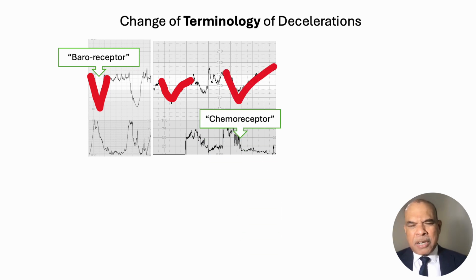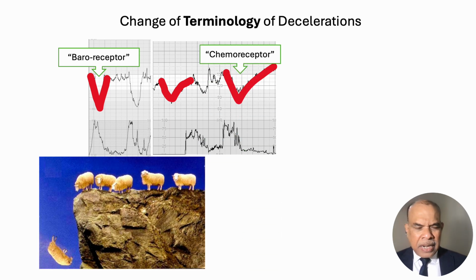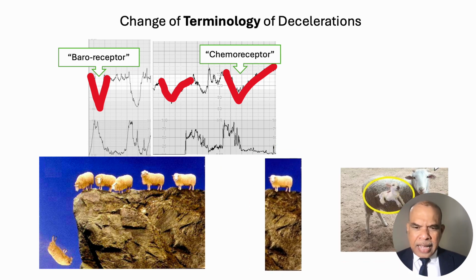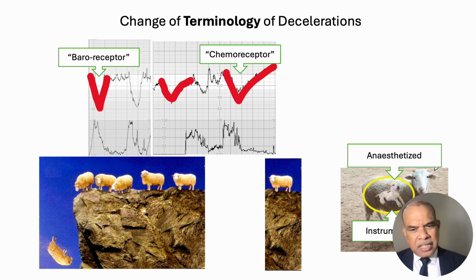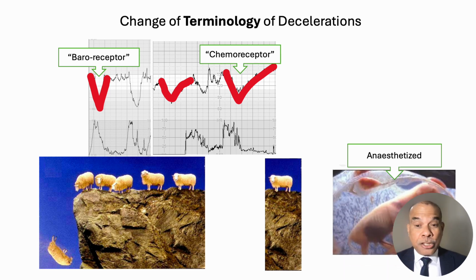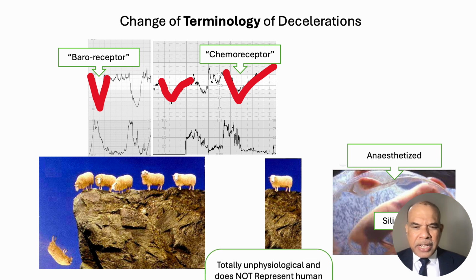But over the last 5 years, there have been some animal study groups doing sheep experiments. They take the sheep, and the mother sheep is anesthetized. The baby sheep, or the fetal lamb, is instrumented, and they use silicone occluders to squeeze the umbilical cord alone. And they said, well, mostly it is chemoreceptor deceleration. And this argument has been going on in the academic world.